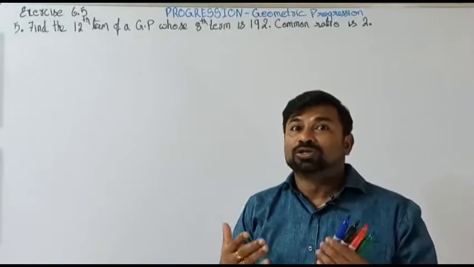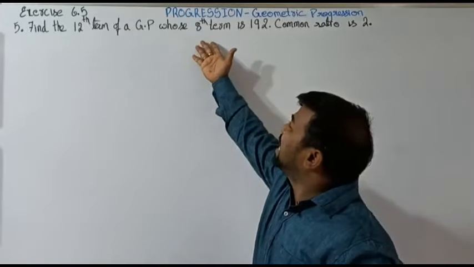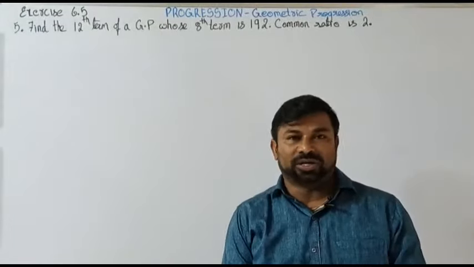You have to remember, what is being asked? Find the 12th term, right? Whose 8th term is 192 and common ratio is 2. That is what he has given.